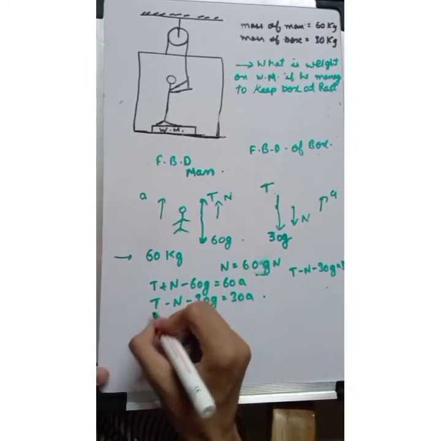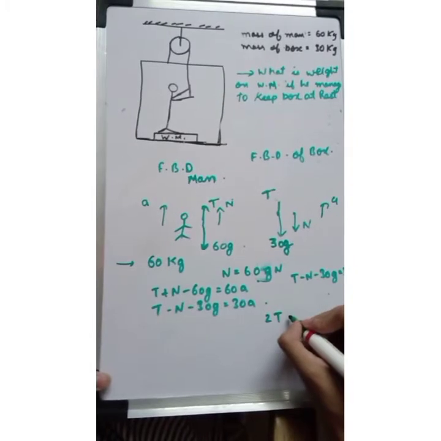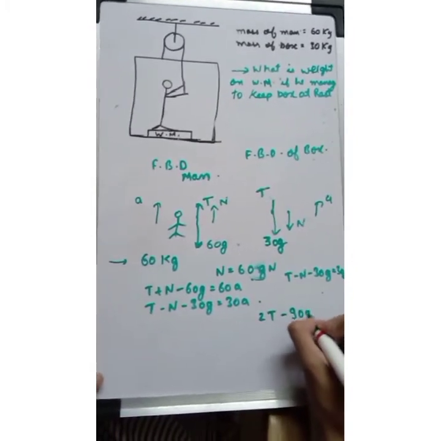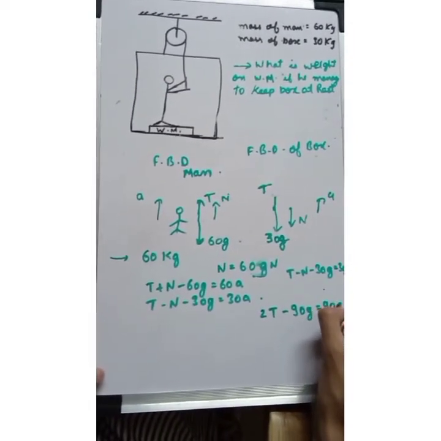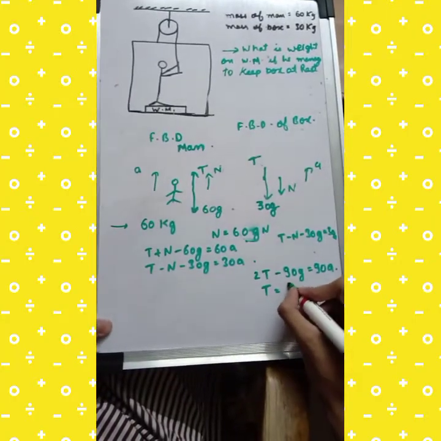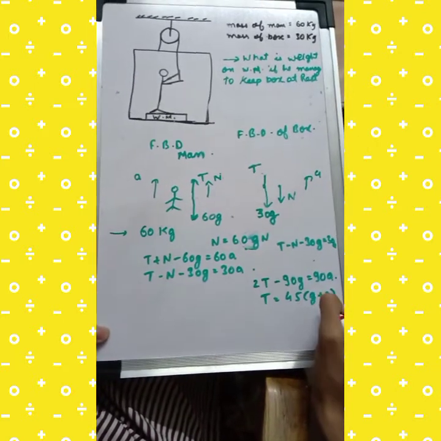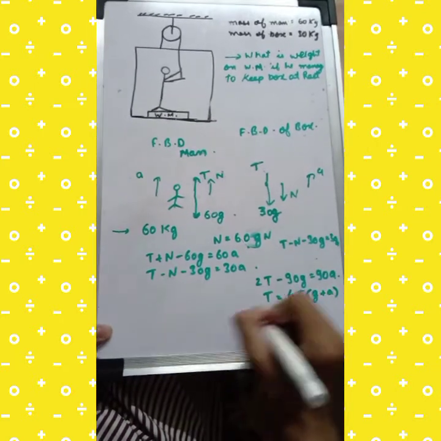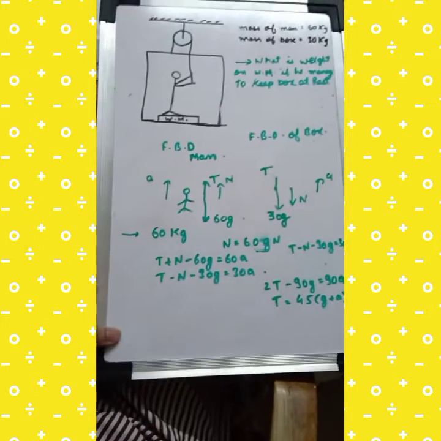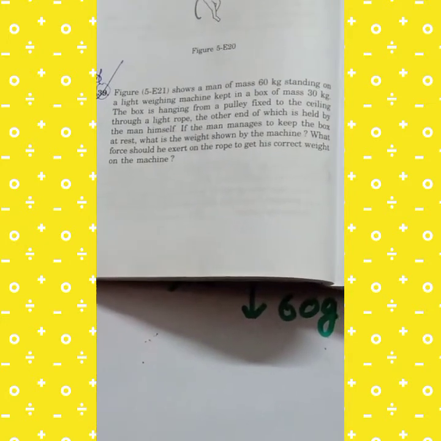First we would add them. So we will get 2T and N will get cancelled. 2T minus 90g is equal to 90a. From here we can get T is equal to 45 into g plus a if we simplify it. So we are done with T. This is the tension on the rope required to get his correct weight on the machine, that means to get 60 kg on the machine. So we will look at the solution.